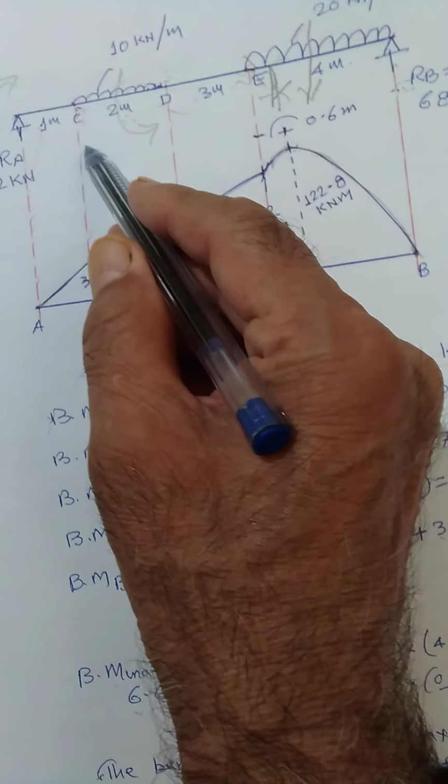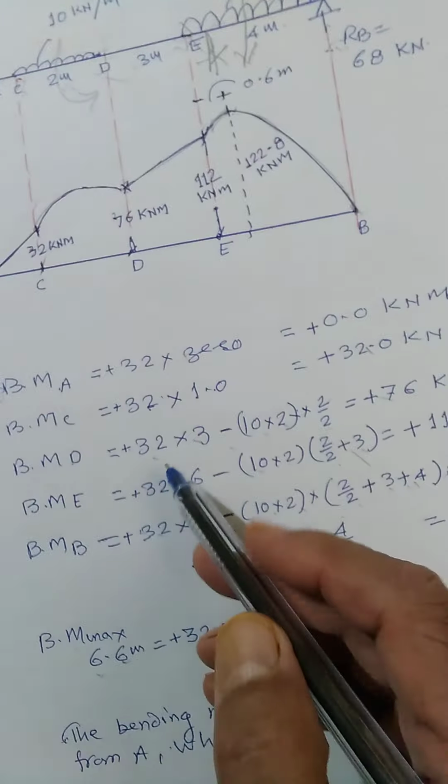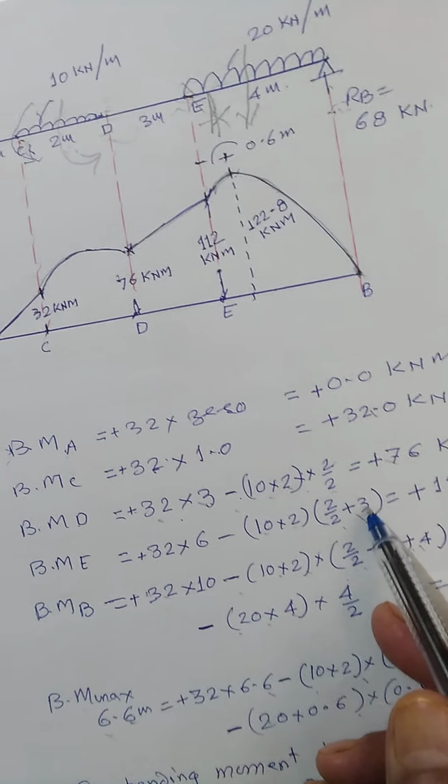32 into 10 is the moment at C. We will come across D now. 32 into 3 minus, because it is anti-clockwise, like this. So it is minus 10 into 2 acting at 2 by 2.